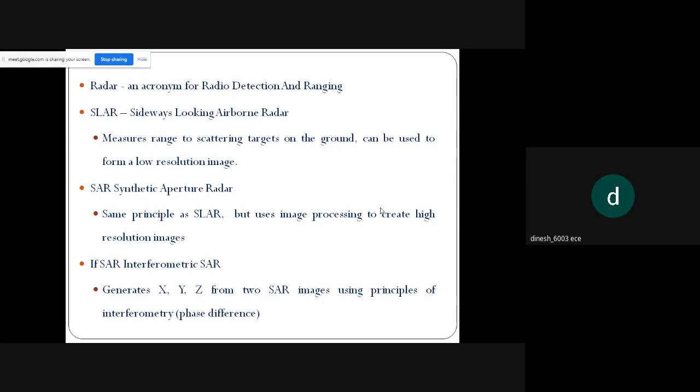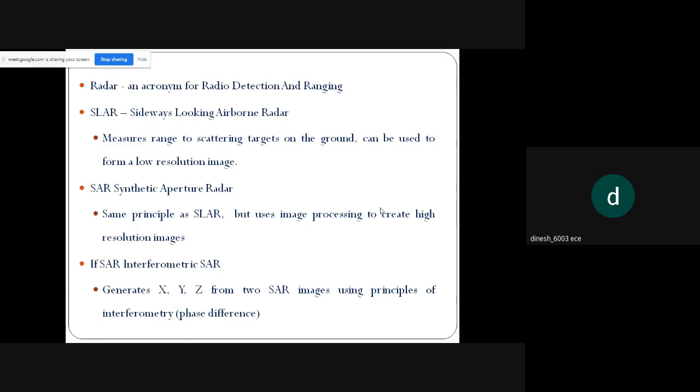So radar stands for radio detection and ranging, that you would have studied in your engineering physics. This radar uses microwave electromagnetic waves for ranging the targets which are present on the ground. There are two different radars deployed specifically for remote sensing. One is the side looking airborne radar and the other is the synthetic aperture radar.